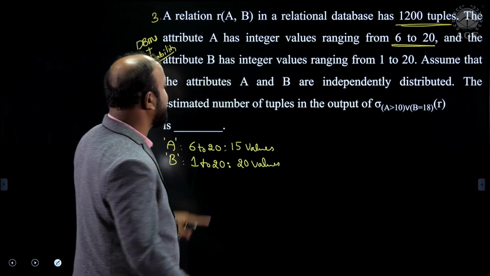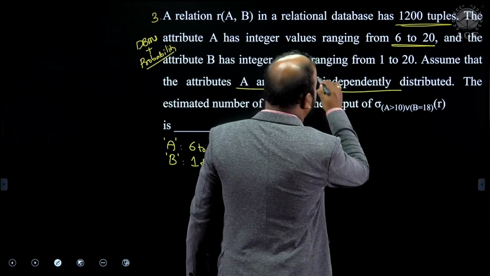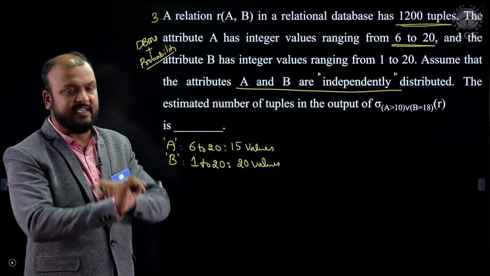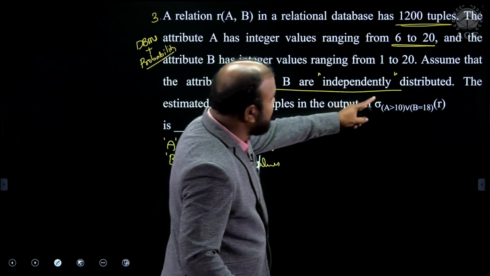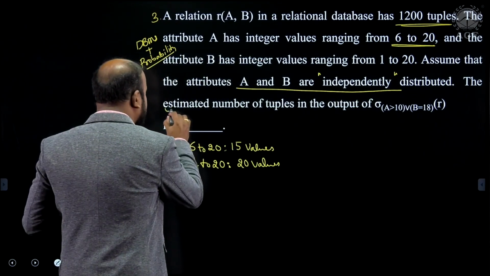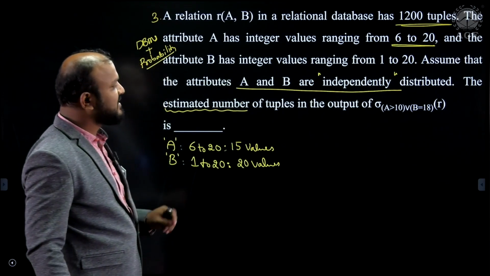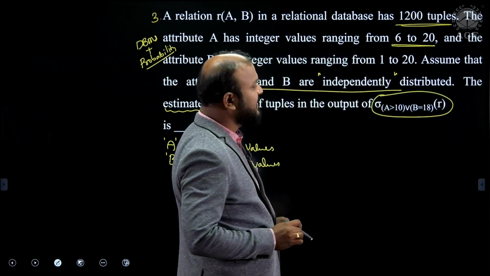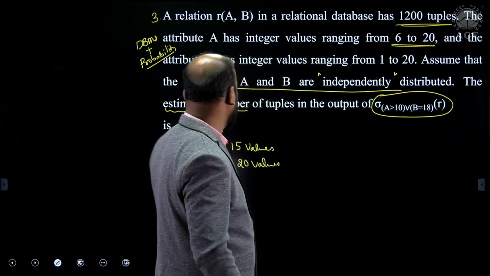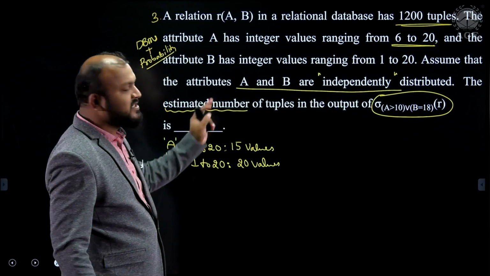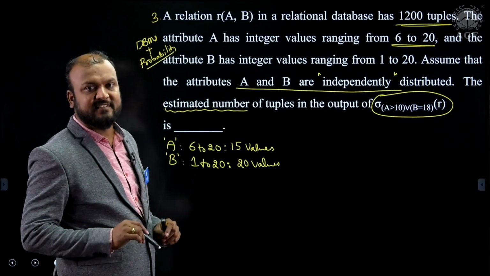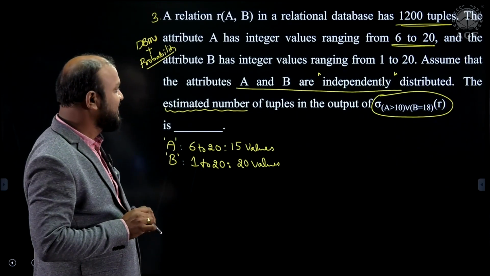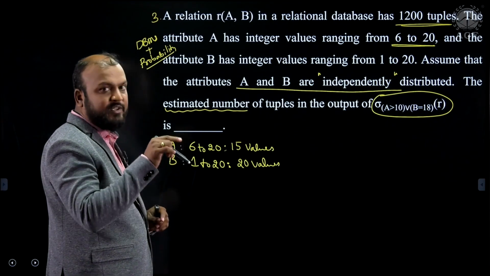Assume that the attributes A and B are independently distributed. It means A and B are, we call, two independent events. The estimated number of tuples in the output of the relational algebra expression A greater than 10 or B equal to 18 of R is, that estimation we can do according to the probability. That's what I am saying to you. This question is based on DBMS and probability. That is a beautiful question. So estimation we have to do according to the probability.